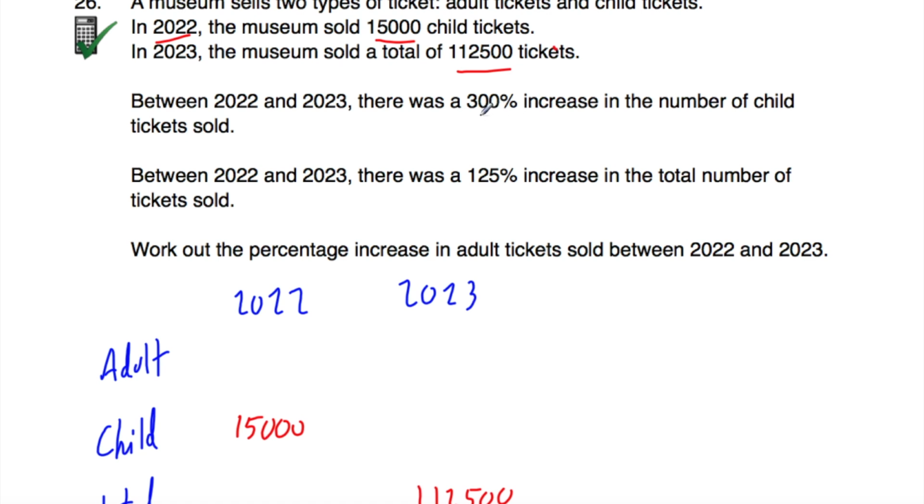So a 100% increase means it doubles. So if, for instance, there was a 100% increase, there would be 30,000 child tickets sold. If there was a 200% increase, that means if 100% is equal to 15,000, 200% would be equal to 30,000, and an increase would put it at 45,000. But we want to work out a 300% increase. So if 100% is equal to 15,000, 300% would be equal to 45,000, times this by 3. An increase means we add it on. So if we add on 300%, that would be equal to 60,000. So that means there was 60,000 child tickets sold in 2023.